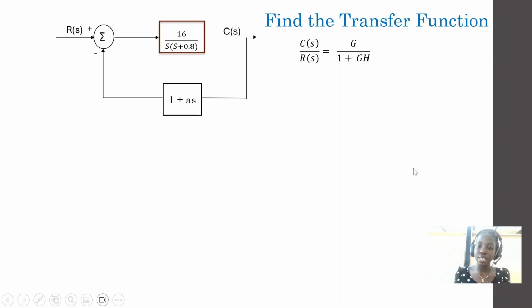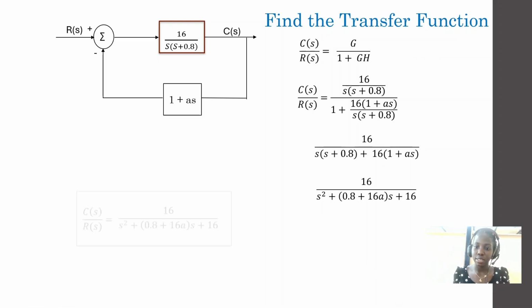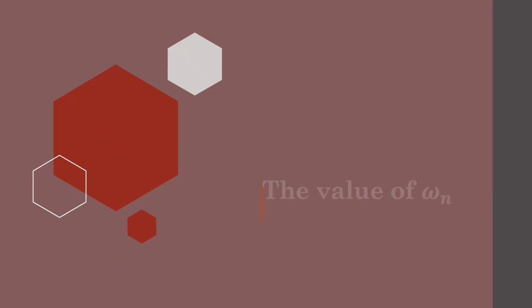And putting these into the equation, you get 16 over this, then 1 plus this times this. So you simplify the equation and you get this, and realize that you finally have the Laplace expression for this whole circuit. That is the transfer function, because the Laplace expression of the output over the input will give you the transfer function of the circuit.